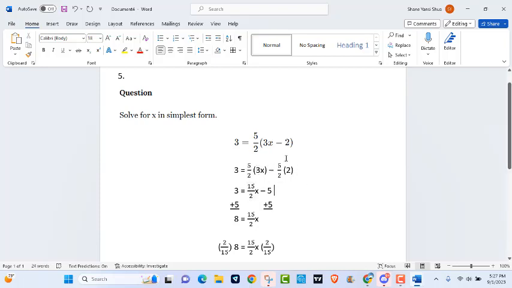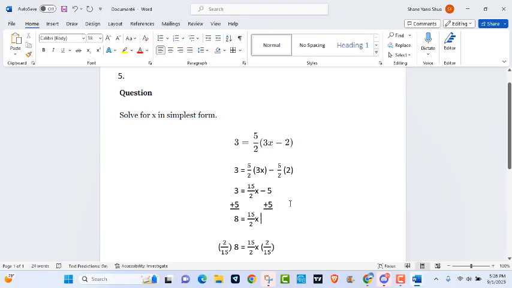Now you should notice here with the 5 halves times 2, I have a 2 in the denominator, I have a 2 in the numerator. I can simply cancel both the numerator and denominator 2, and it just leaves me 5. So our next line is simply 3 equals 15 halves x minus 5. Okay, hopefully everybody's with me there.